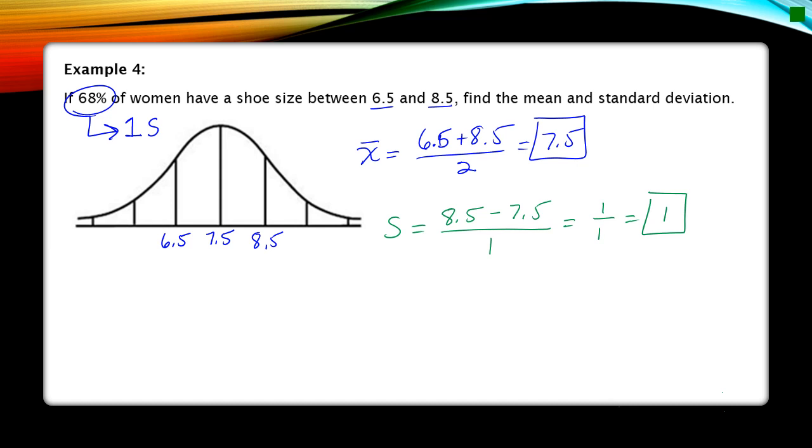And if you look over here, if I just looked between 6.5 and 7.5, what's the difference? That is the standard deviation. So I know that this is 1, this is 1. So again, you might have been able to see it, but this is how you could do it mathematically.